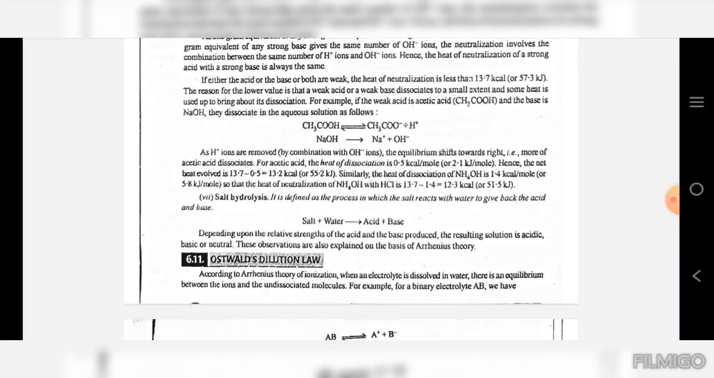Salt hydrolysis. It is defined as the process in which the salt reacts with water to give back the acid and base. Salt plus water give back the acid plus base. Depending upon the relative strengths of the acid and the base produced, the resulting solution is acidic, basic or neutral. These observations are also explained on the basis of Arrhenius theory.